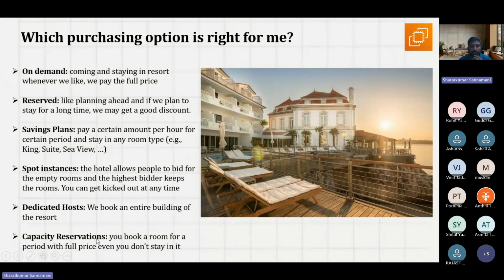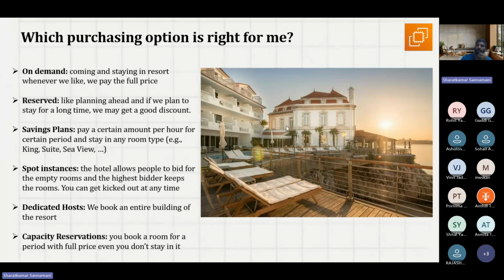And last is capacity reservation. Again, it will come under the reservation itself. So AWS keeps on changing their pricing model, or keeps on adding new features, or removing old pricing models, something like that. Okay, they came up with a new capacity reservation where you can book a room for a period with a full price, even if you don't stay. Like for example, leasing a house.